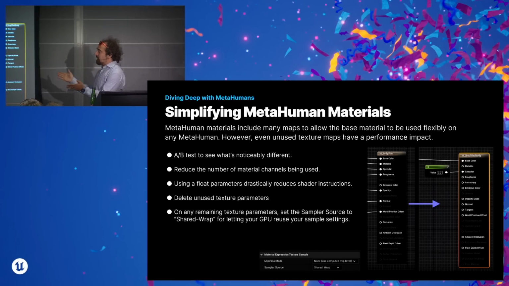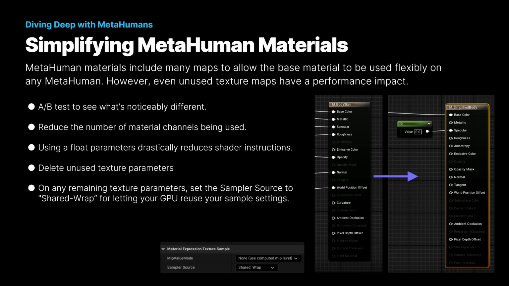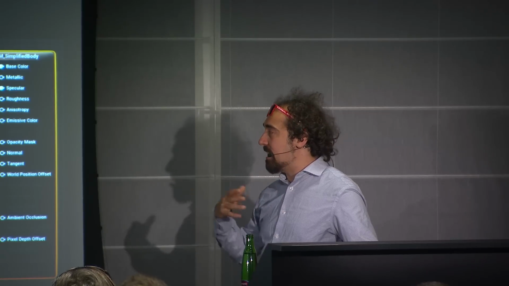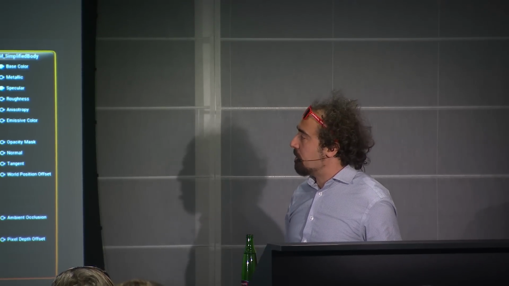Okay, so the other thing that we found with Body of Mine, of course, was that the textures were very, very, very heavy, and the materials were very, very complex. So we tried to find a way, for example, this is the body skin material, to still get something that felt as close to the quality of the MetaHuman material as possible, but we wanted to simplify it as much as we could. Any place we didn't need a texture and we were okay just using a simple float parameter, that was particularly helpful. And then there's a couple other little optimization tips, like in the material expression texture sample, if you make the sampler source shared wrap, that lets your GPU reuse your sample settings, and that actually drastically reduces the memory, and it makes it much more optimized and run much smoother.